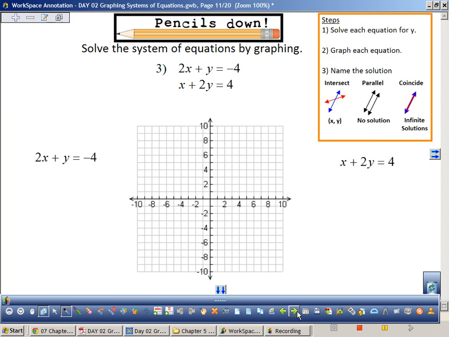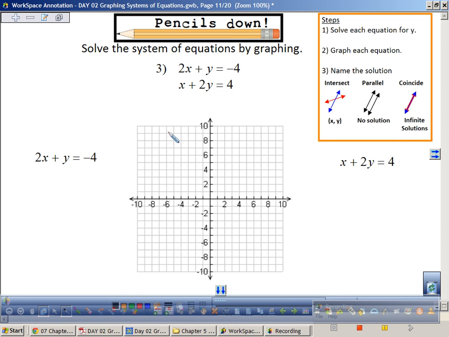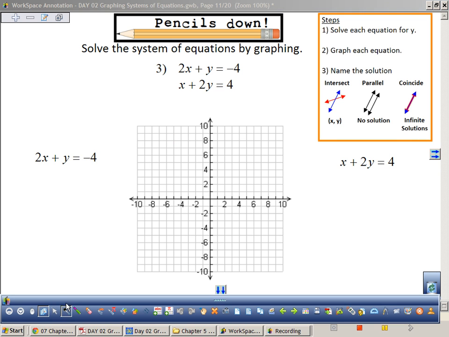Okay. All right, good job, guys. I'm going to start this one for you. Pencils down. All right, so this time I need to solve, correct? Which should be pretty easy for you guys. You guys are pretty good at this.